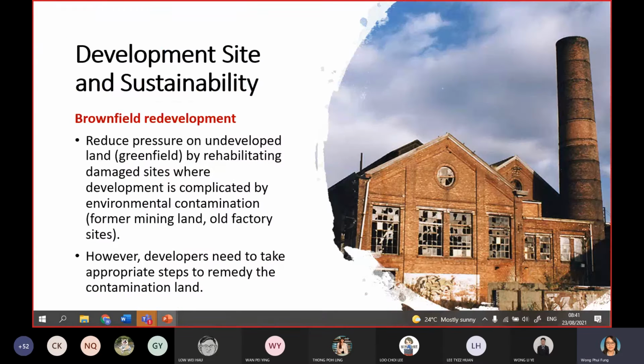Okay. And brownfield redevelopment, that is also one of the ways. Brownfield means that we try to avoid greenfield. Greenfield means a new, virgin, or undeveloped area, which means that previously there was no development.